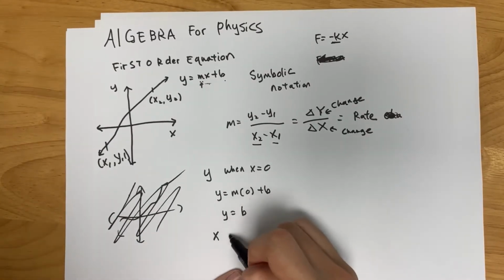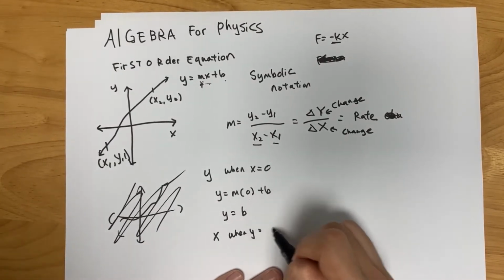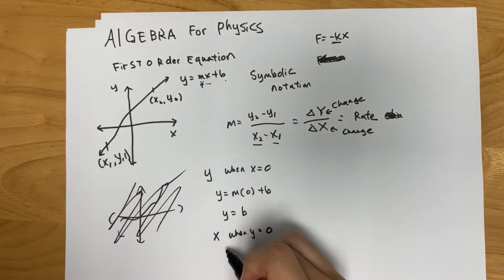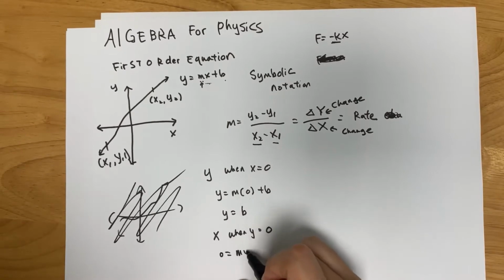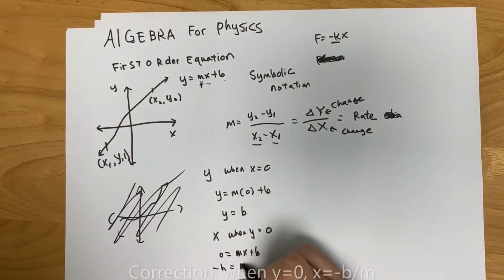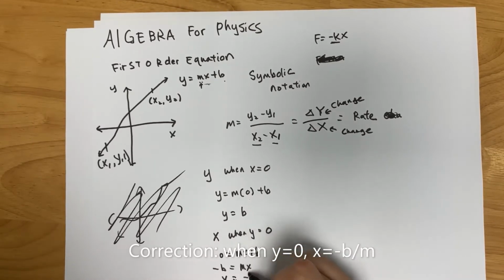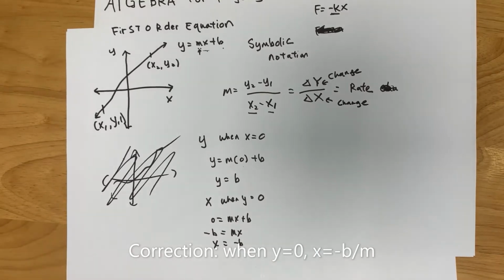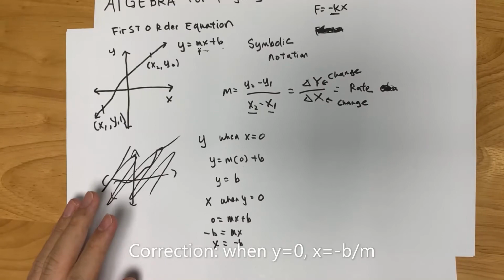And let's say what is x when y equals 0. When y is equal to 0, then 0 is mx plus b. You subtract b from both sides. Then x is equal to negative b over m. Hope you can see that well. And that's very important. And what more can I tell?